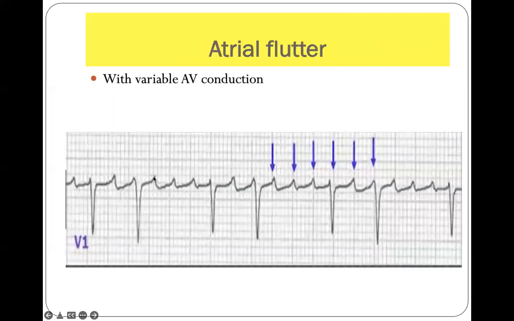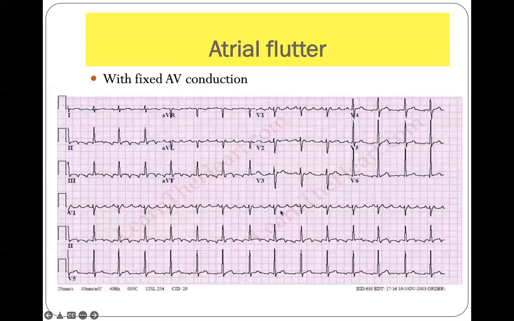Here you see one P followed by QRS. This is one P followed by QRS. Here you see three Ps, which produce a sawtooth appearance of P waves, followed by QRS. So this is an atrial flutter with variable AV conduction. So it is an irregular atrial flutter.